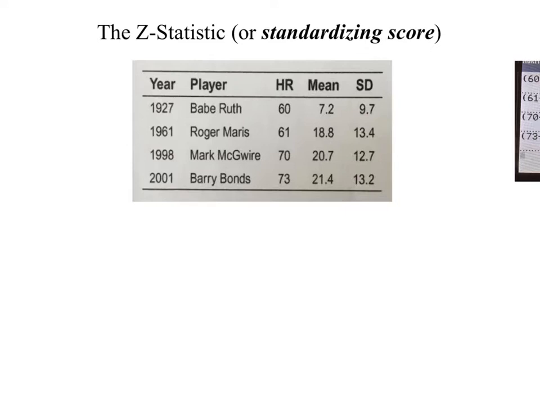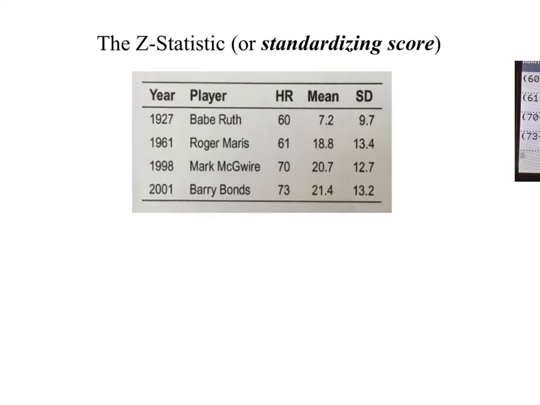This is the information for baseball players at the time they set the home run record. So in 1927, Babe Ruth set the home run record in a season with 60 home runs. In 1961, Roger Maris reset it. 1998, Mark McGwire reset it, and in 2001, Barry Bonds reset it again. Again, this is home runs in a single season. And next to it, you can see in the major leagues that year, what was the average number of home runs hit, and what was the standard deviation for those players.